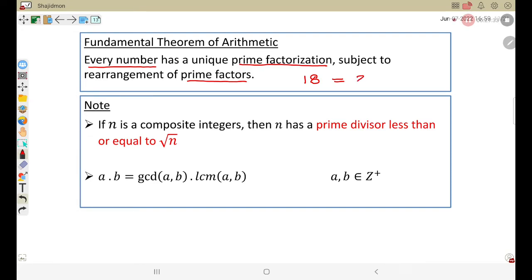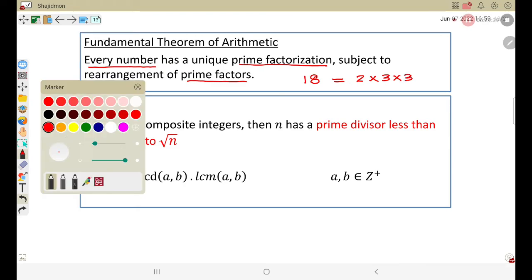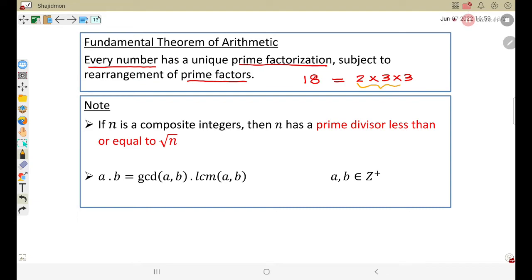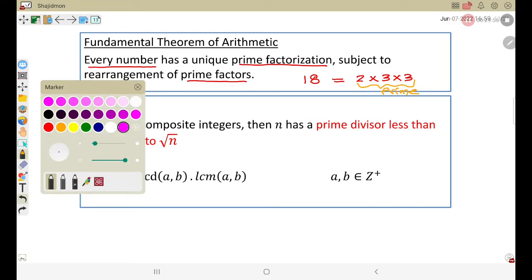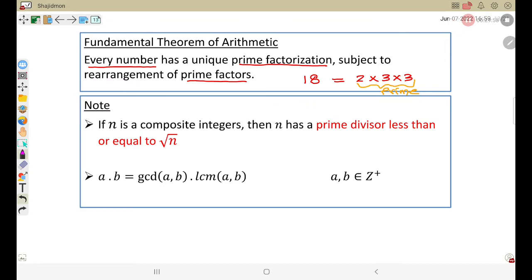That means, for example, 2 multiplied by 3 multiplied by 3, correct? This number we are writing in terms of prime numbers. See, this number: 2, 3 and 3. These are the prime factorization. So every number has a unique prime factorization subject to the rearrangement of prime numbers. So we can write a number in terms of prime numbers. Just remember that definition, the fundamental theorem of arithmetic.